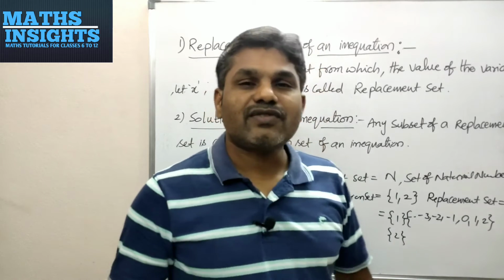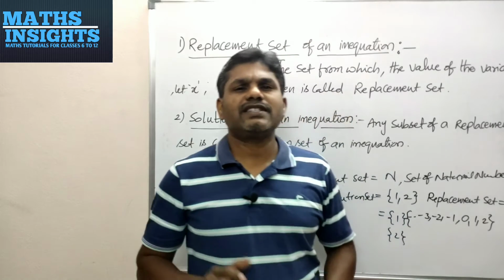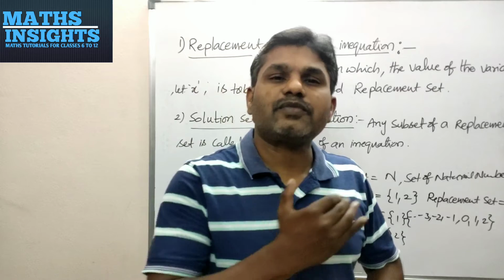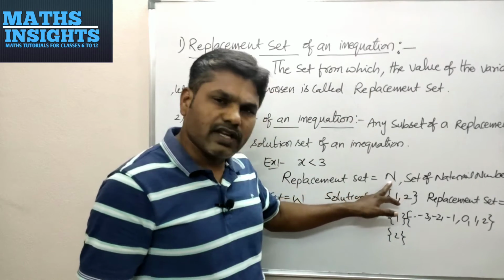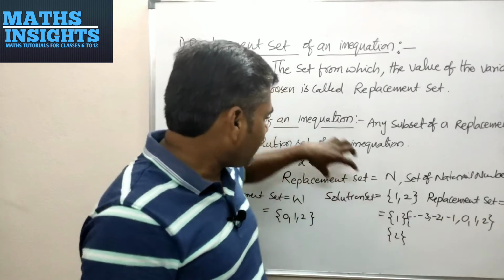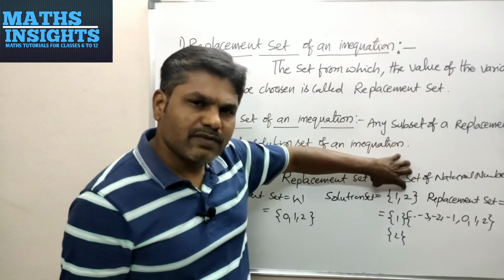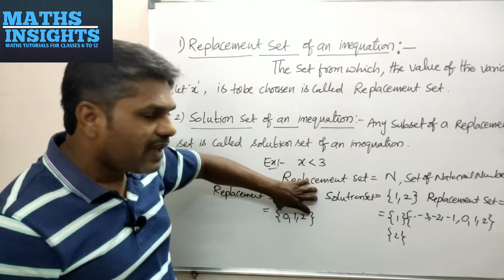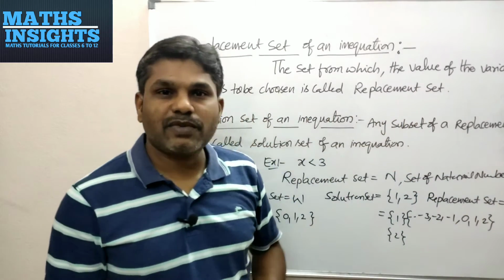These are the definitions of replacement set and solution set. I think it's very clear. The replacement set is a big set and the solution set is a small set which is a subset of the replacement set. We simply mention what the replacement set is. Whatever values of N satisfy this inequation is called the solution set. Here I have taken N as my replacement set. Here I have taken W, which is whole numbers, as my replacement set. Here I have taken integers as my replacement set.